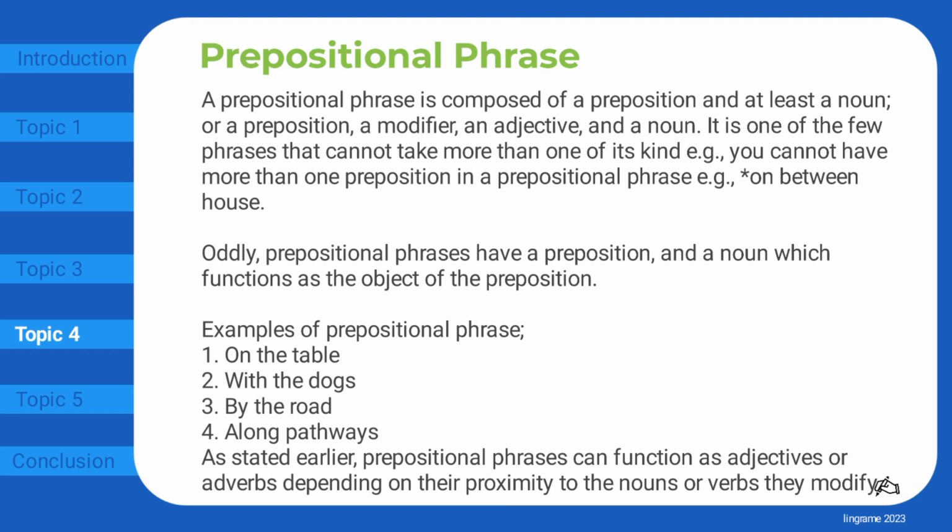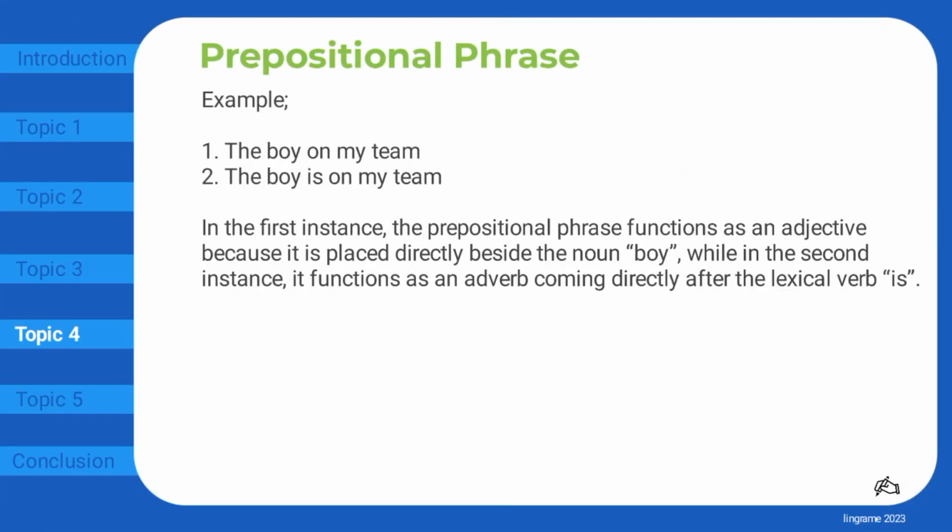As stated earlier, prepositional phrases can function as adjectives or adverbs depending on their proximity to the nouns or verbs they modify. Example: the boy on my team. The boy is on my team. In the first instance, the prepositional phrase functions as an adjective because it is placed directly beside the noun boy, while in the second instance, it functions as an adverb coming directly after the lexical verb is.